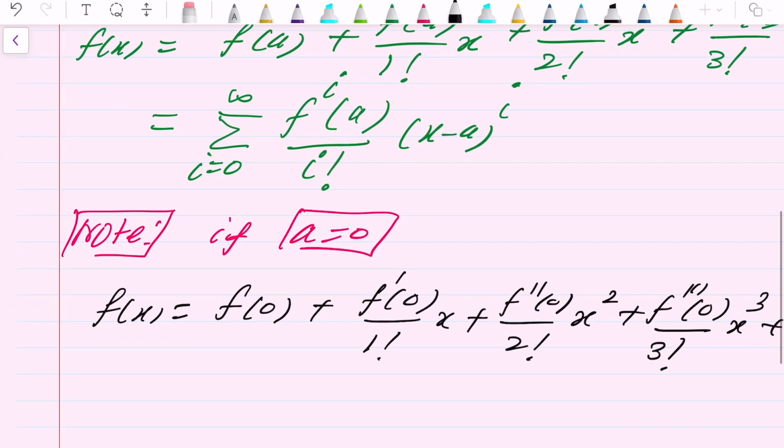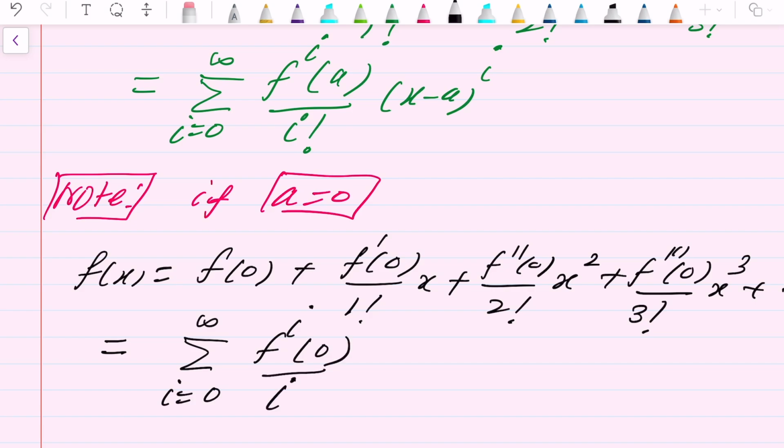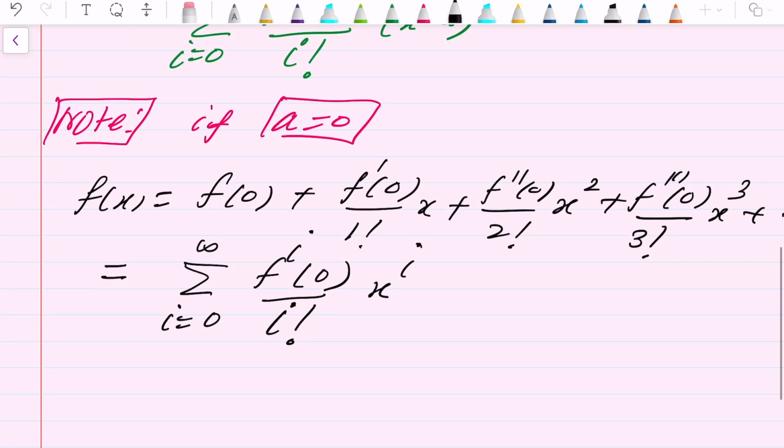We can summarize it with the help of sigma in order to make the workings easier. Sigma i equal to 0 to infinity, the ith derivative at 0 instead of a, divided by i factorial, into x raised to power i, and that is called Maclaurin series.